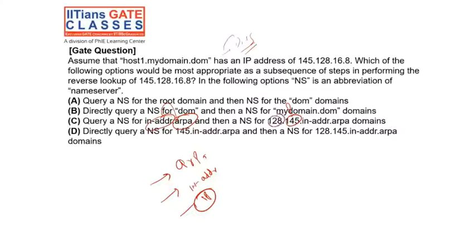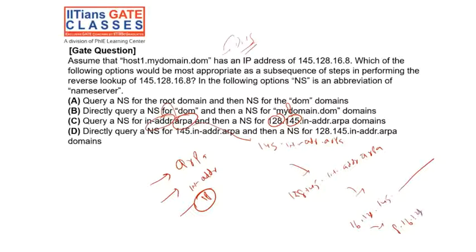So if you say after this, 145.in.addr.arpa, after this 128.145.in.addr.arpa, then after this next one 16.128.145. Same. Next here also 8.16.128.145. Same. Like this we search and map the IP address to domain name.